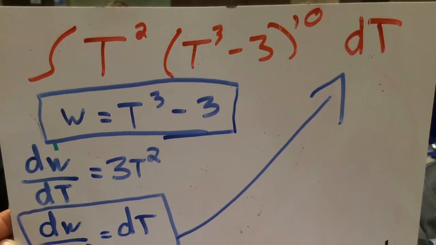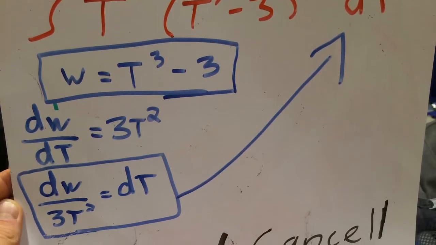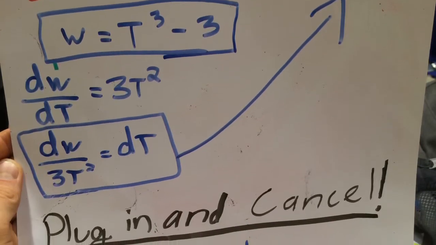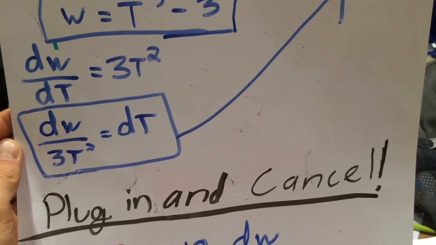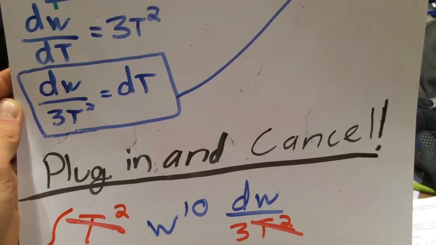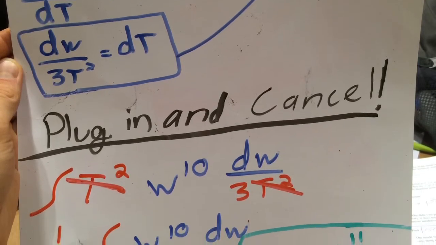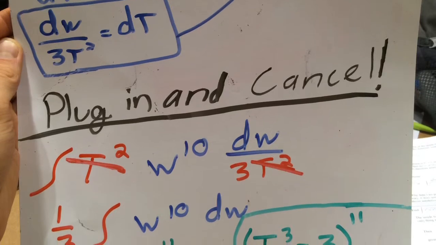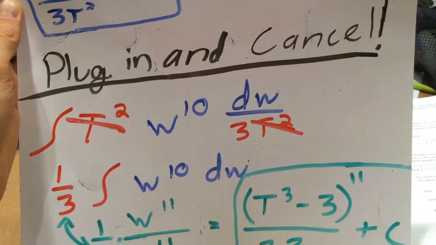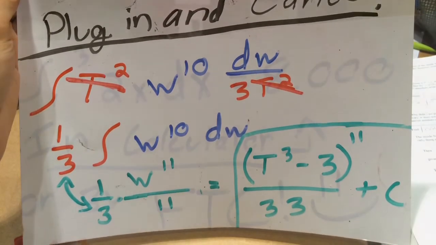This is another example of a substitution problem where you plug w in for the more complicated part of the problem and then derive, in this case, w with respect to dt, and then you plug your dw over 3t squared back into the equation for your antiderivative, so that way you can solve with respect to dw.